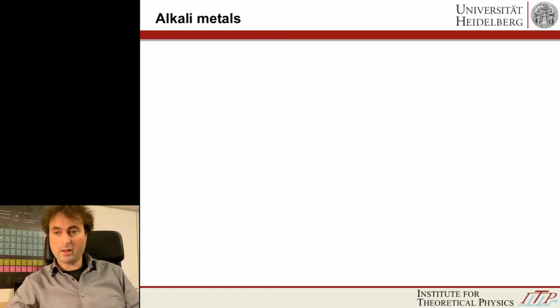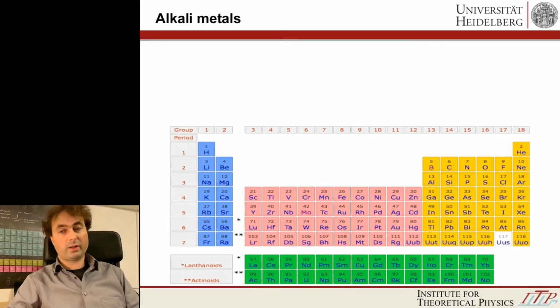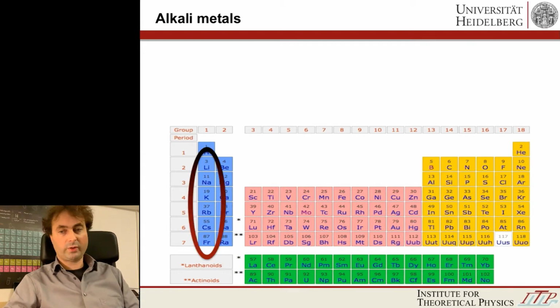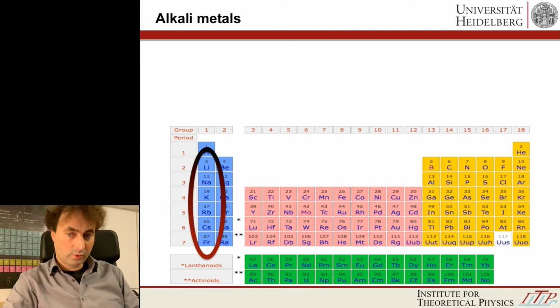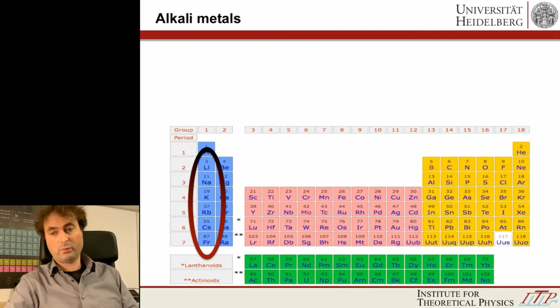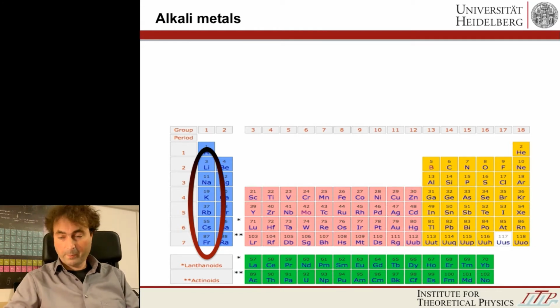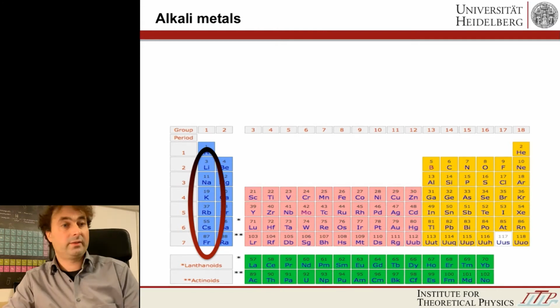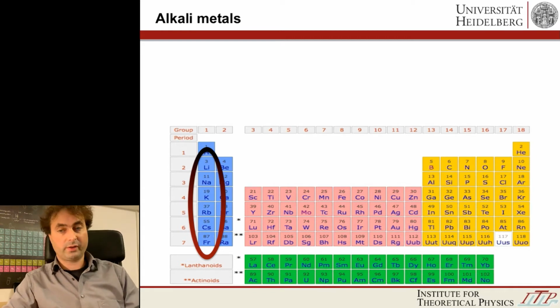In this video I want to talk about the electronic band structure of the alkali metals. If you look at the periodic table, the alkali metals are those that you find on the left side, going from lithium, sodium, potassium, rubidium, cesium and francium. So we have a look at the band structure of these materials.